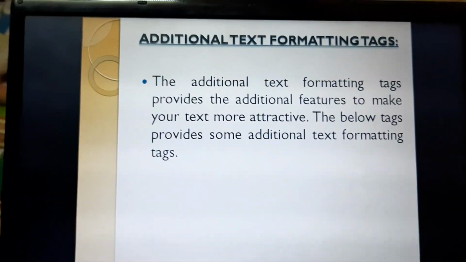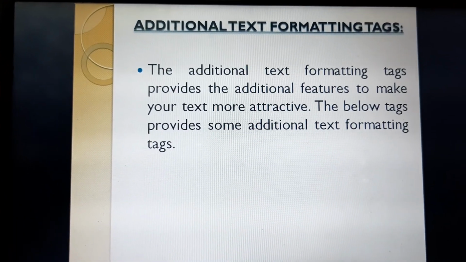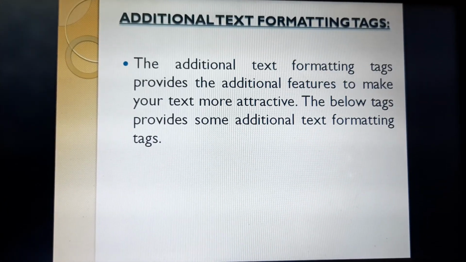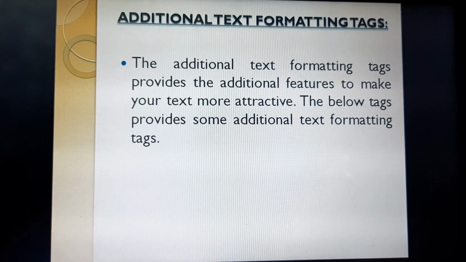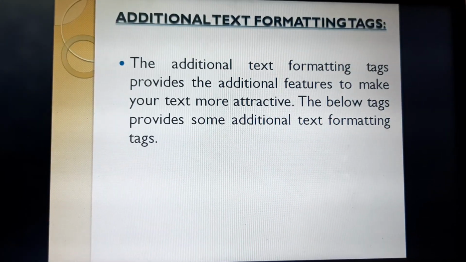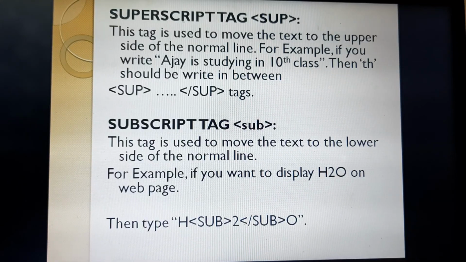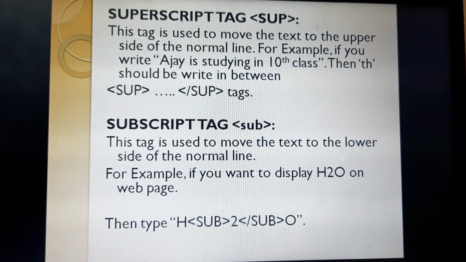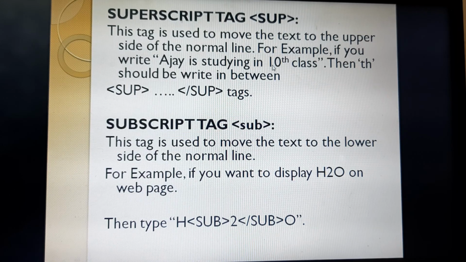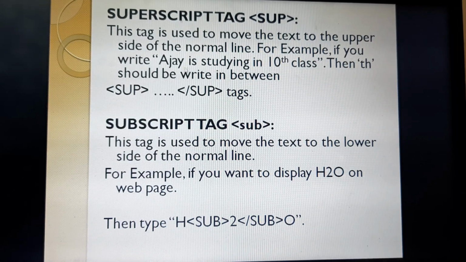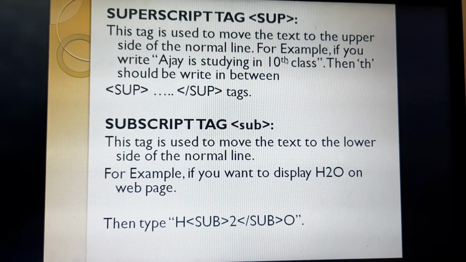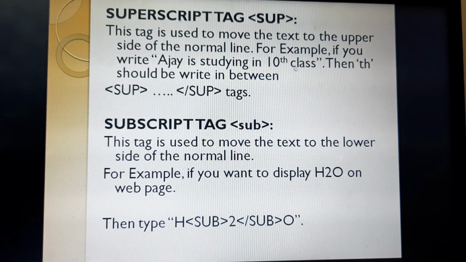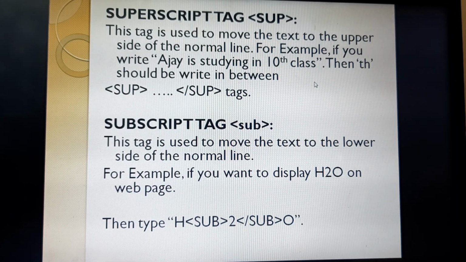Apart from these tags, what are the different or additional text formatting tags? We have different additional text formatting tags which provide additional features to make our text more attractive. Let us see what those are. Like the superscript tag, sup is the superscript tag. Like I have mentioned here, 10th. For example, Ajay is studying in 10th class. If I want to write 10th, the th is just above the 10.